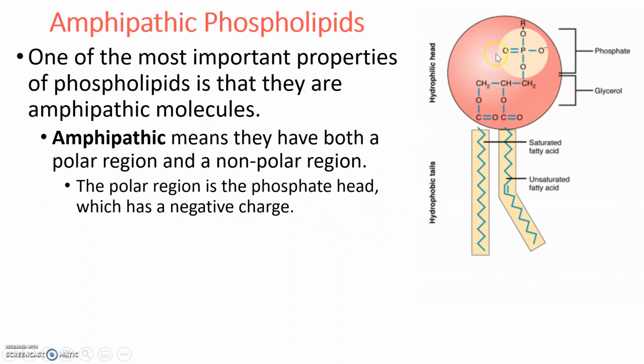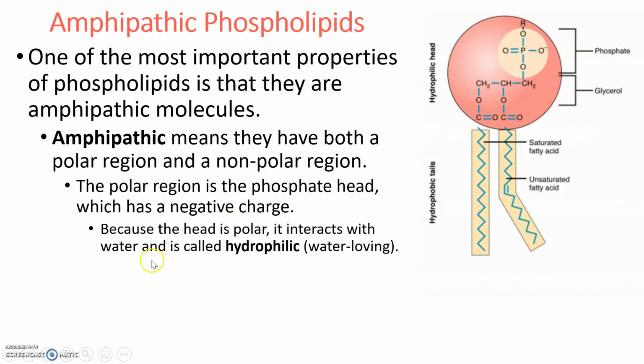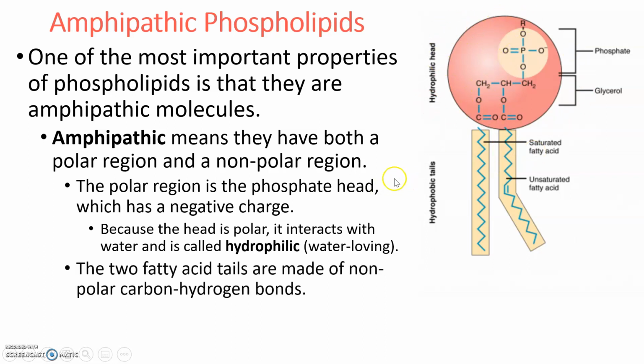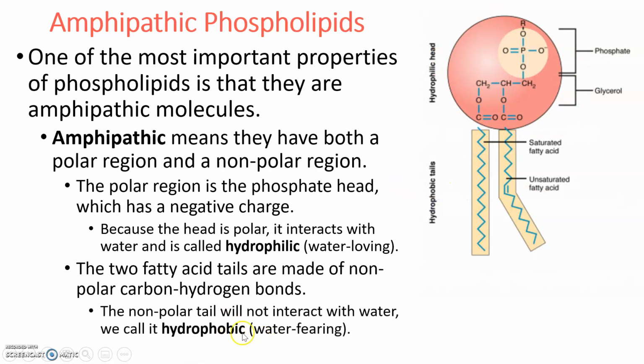So the polar region is the phosphate head. Because the head is polar, it interacts with water. It's called hydrophilic, which means water-loving. If you guys remember back to Unit 1, we talked about how water is a polar molecule. Polar molecules like other polar molecules. So the head loves water, hydrophilic, and the two fatty acid tails, well, they're nonpolar, which makes them what we call hydrophobic, water-fearing. So they don't want to interact with water. So it's kind of a cool dichotomy that these phospholipids have.